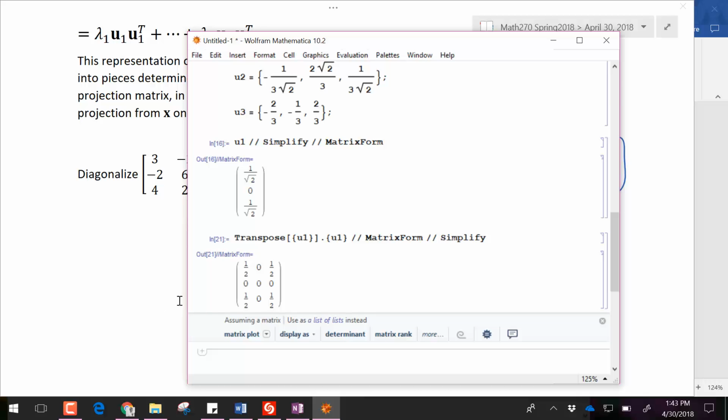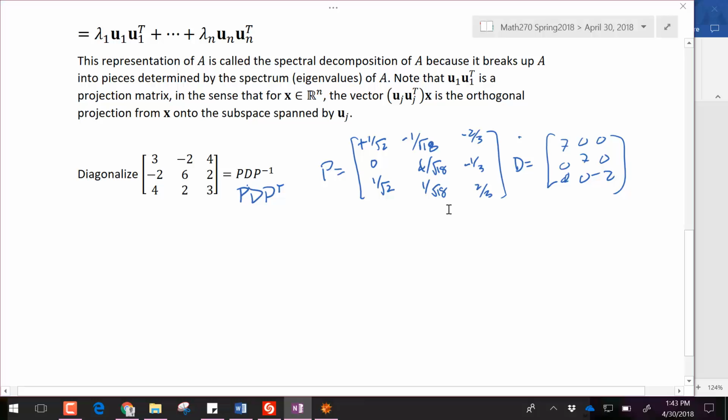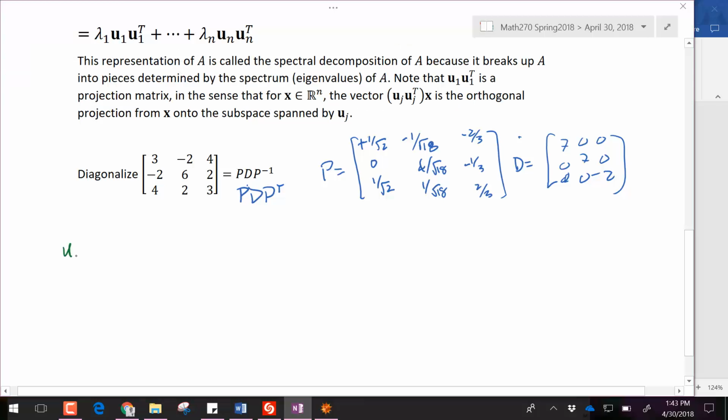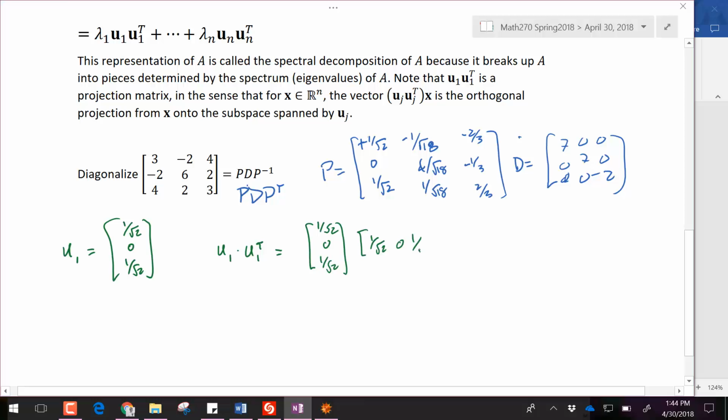So let's do this. Let's take this U vector as 1 over root 2, 0, 1 over root 2, and then compute U1 multiplied with U1 transpose, and that is U1, 1 over root 2, 0, 1 over root 2, multiply it with 1 over root 2, 0, 1 over root 2.